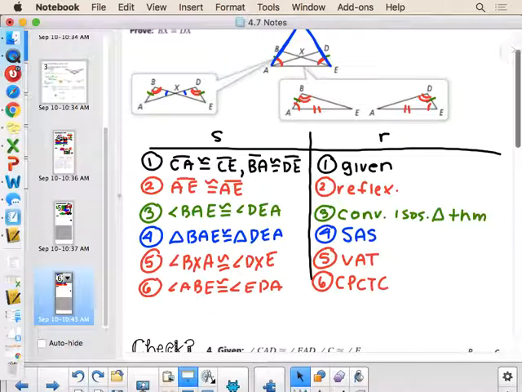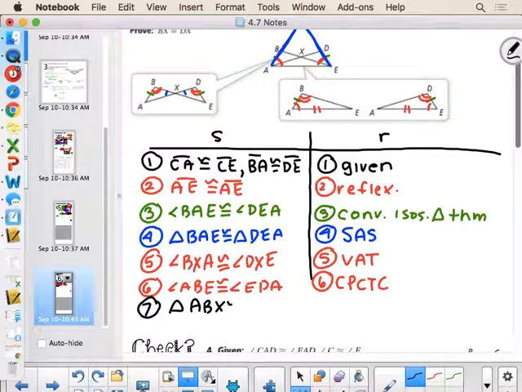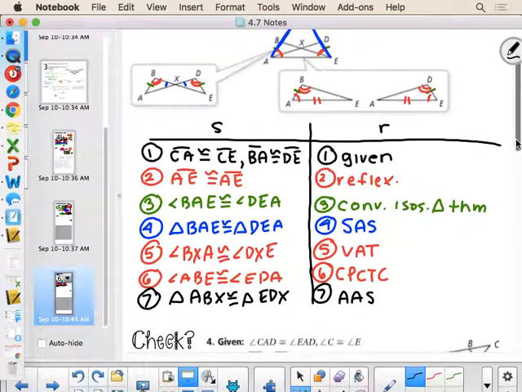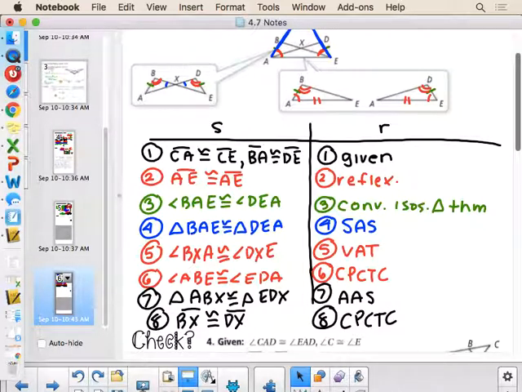Do I have enough information now to conclude that the baby triangles are congruent to one another? I hope you say yes. So we get triangle ABX is congruent to triangle EDX. What did I use to conclude that? Angle, angle, side, right. Was that what I was trying to prove this whole time? The whole time I was trying to prove that BX was congruent to DX. So what's my last reason? It's a favorite one now. CPCTC. There's a lot of layers to these problems and they take a lot of practice.